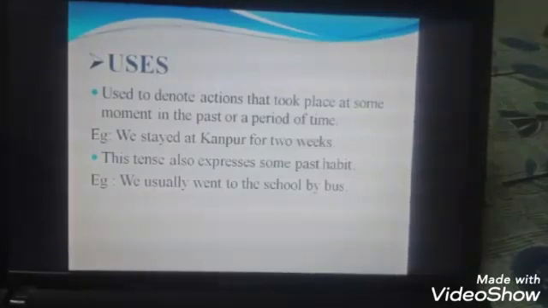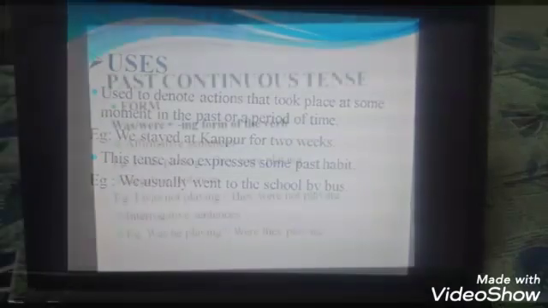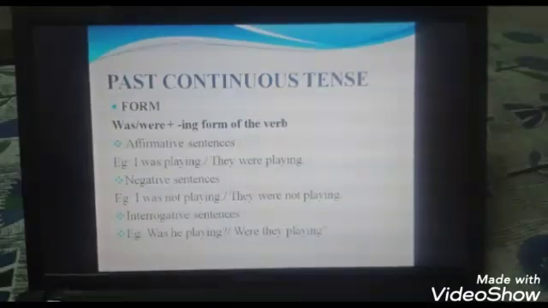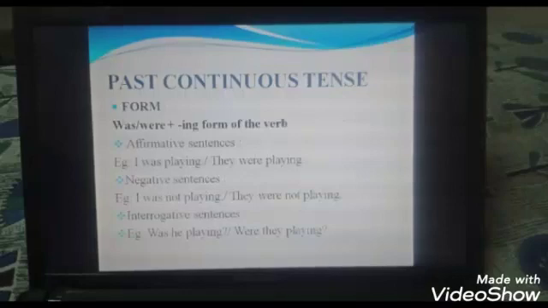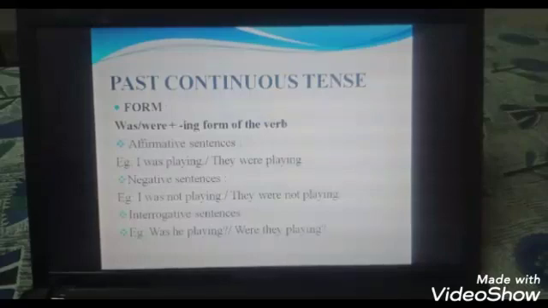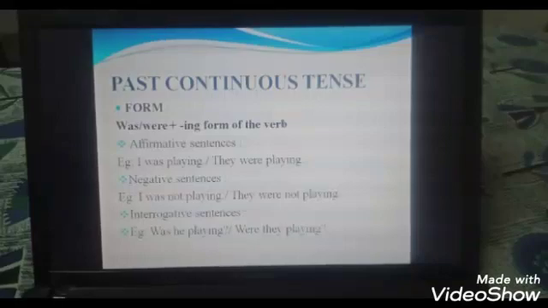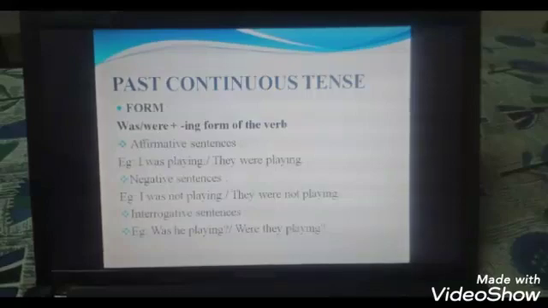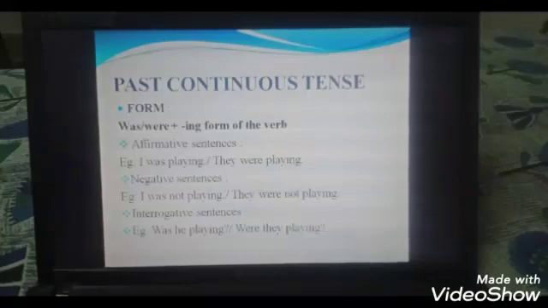Now let's move on to the next tense, that is past continuous tense. And the form of past continuous tense is was or were plus ing form of the verb. For affirmative sentence, the example is I was playing. While changing the subject, it will become they were playing. For negative sentence, it will be I was not playing. Changing the subject, they were not playing. For interrogative sentences, was he playing or were they playing?